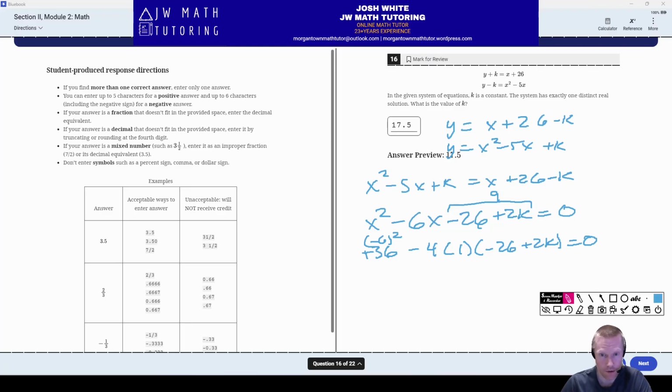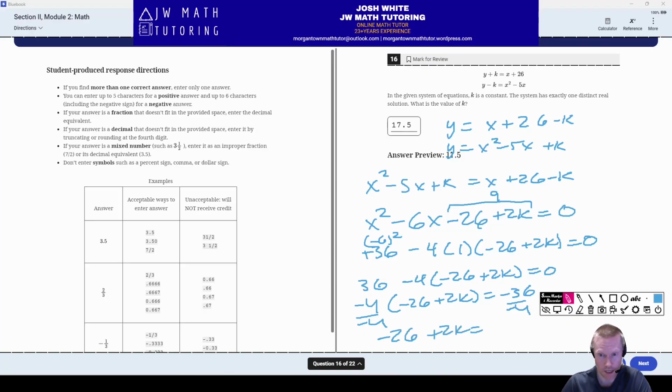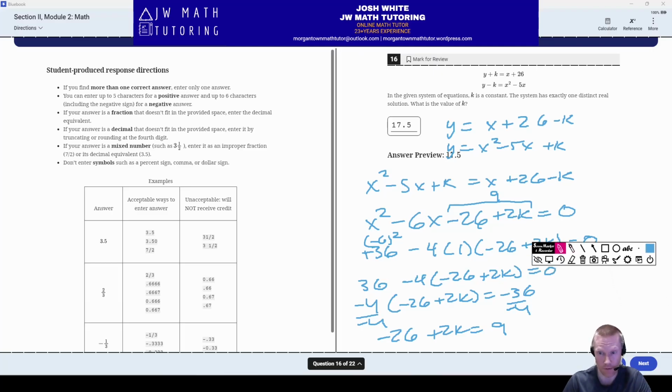All right. So it's 36 minus 4. I'm not going to distribute this just to save a little work. And then what happens if you subtract 36? You get negative 4 in front of this parenthesis. Divide by negative 4. Negative 26 plus 2k equals 9. Notice this is the exact same equation that I had before. So if you go ahead and solve it out again, it's 2k equals negative 35, k equals negative 17.5.